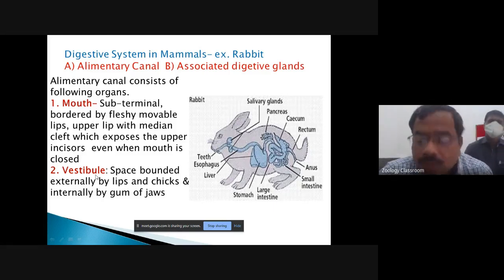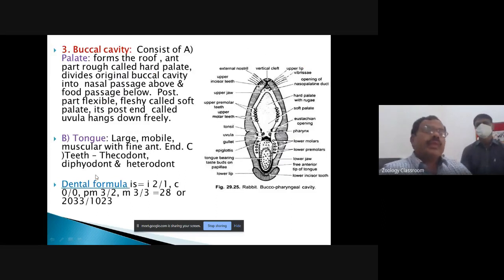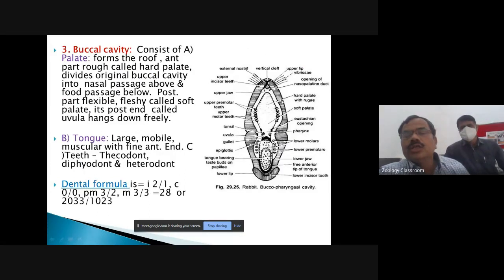Now come to the next point, that is the buccal cavity. First come to this figure. This is the figure which shows the bucopharyngeal cavity. Bucopharyngeal means the buccal cavity and the pharyngeal cavity are united, so it is converted into the bucopharyngeal cavity. Now this is the open structure of the buccal cavity, that is, the mouth is open. So this one is the upper jaw and this one is the lower jaw.